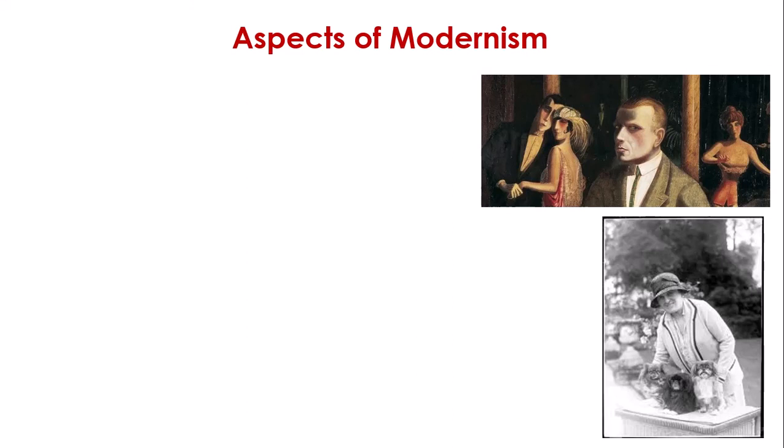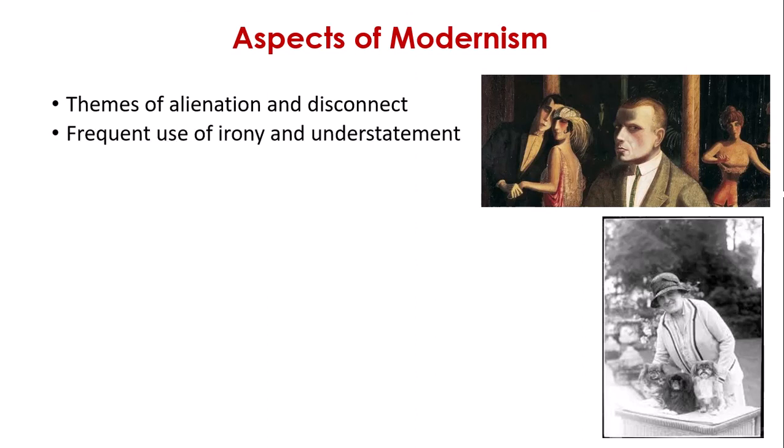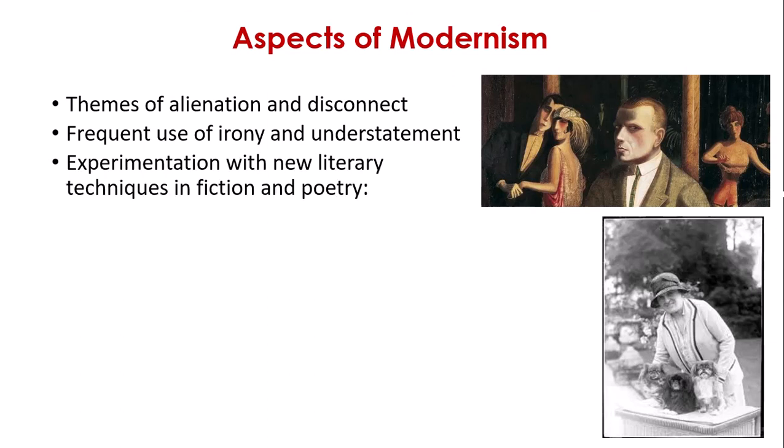So some aspects of modernism, you can see here even the changes in art. This is Edith Wharton and her dogs. She's a modern writer. Her hat there. Themes of alienation and disconnect. Frequent use of irony and understatement. Experimentation with new literary techniques in fiction and poetry.